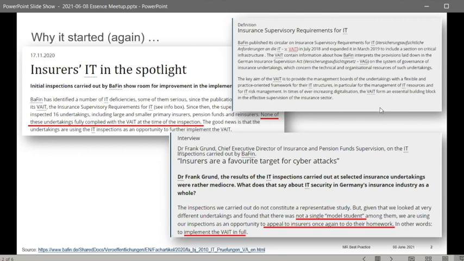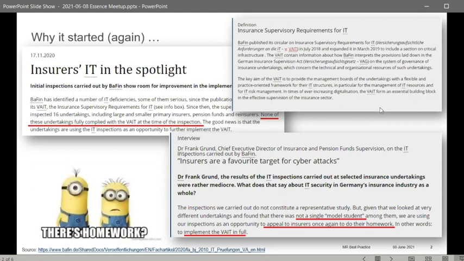The outcome was, I quote from BaFin, that they approached 16 of these insurance companies. There was not a single model student, and they considered it an opportunity to appeal to insurers once again to do their homework, in other words, implement the guideline in full. So there's apparently homework for insurances, especially in the area of application development. When I say application development, what I mean is everything we do around applications we develop by ourselves, but also everything we do with applications that we buy and install on premise, or even, what we prefer, applications that are operated by someone else in the cloud, software as a service applications.